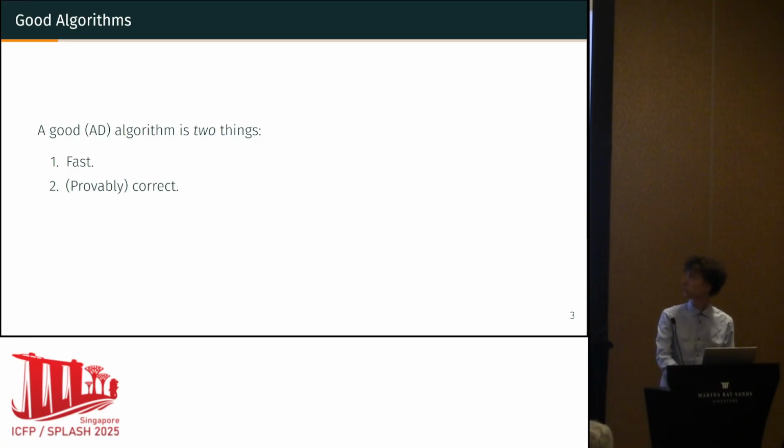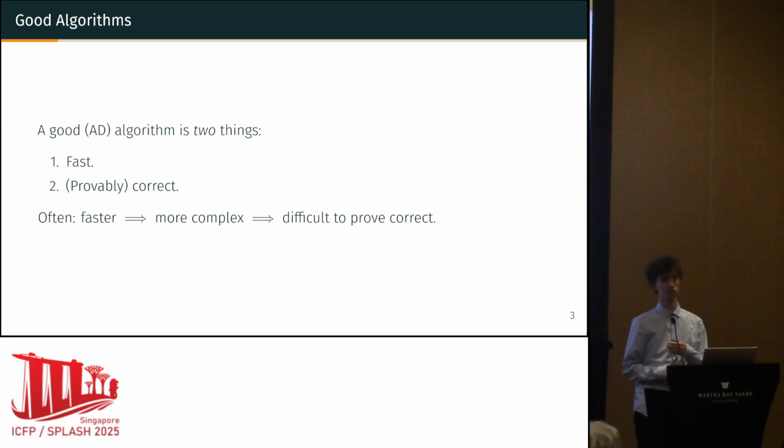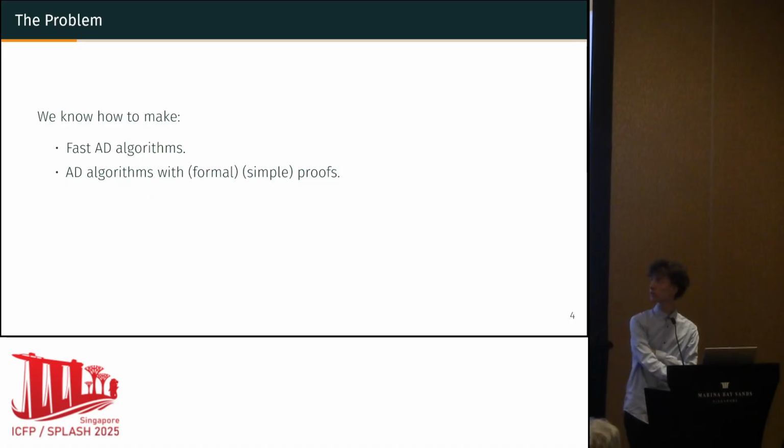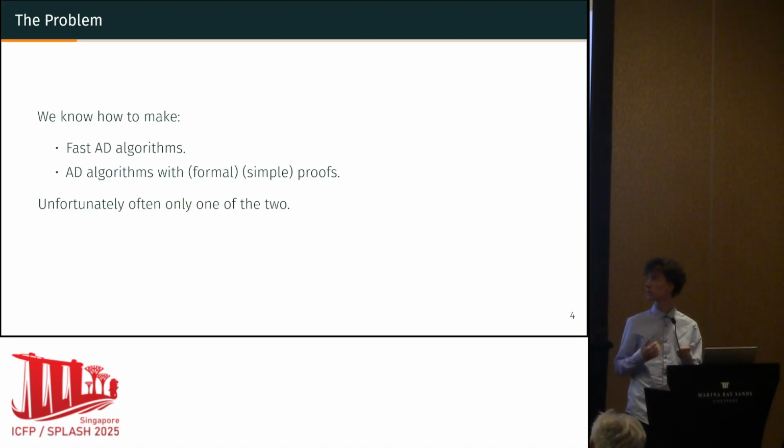but unfortunately, often faster and more sophisticated algorithms are also more difficult to prove about. And of course, for AD, we have a rich literature and a lot of work on how to write fast and efficient implementations, which sometimes come with impressive and complex proofs of correctness. But we also have some literature on how to write algorithms with simple proofs. But these tend to be a bit disjoint.